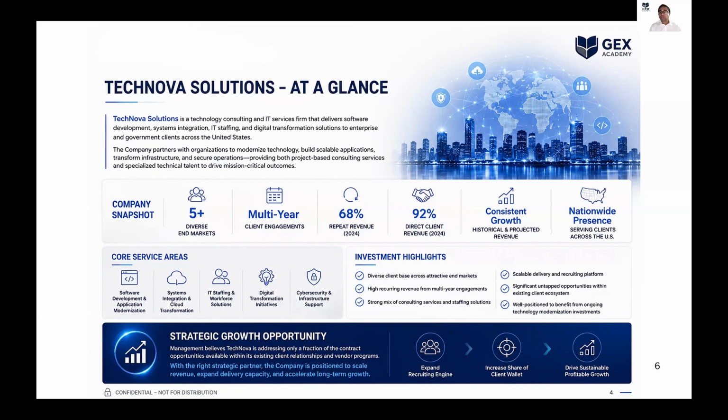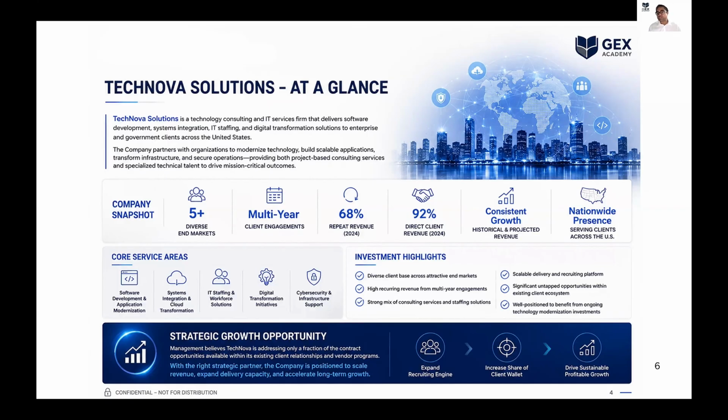So as you look through the company snapshot section, notice the diversity of services and markets being served, right? The business doesn't seem to be dependent on a single industry or customer segment. Instead, it has exposure across government, healthcare, technology, financial services, and other enterprise customers, right? Generally speaking, diversification like this can reduce concentration risk and create multiple avenues for future growth.